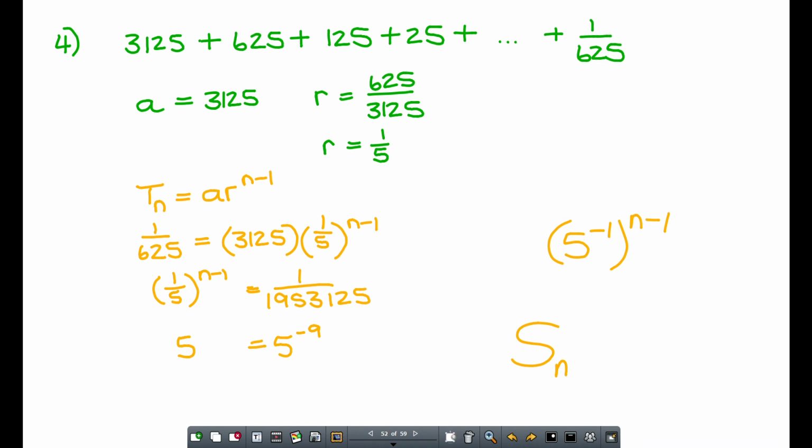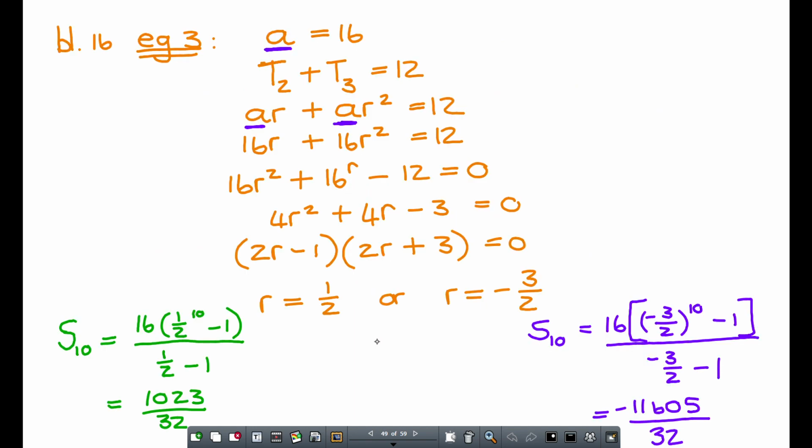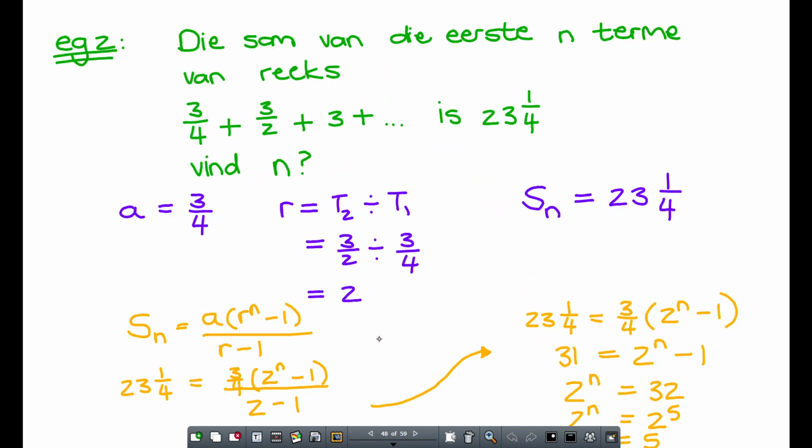Ja. Ja. Kom ons kyk gou-gou. Wag, ek skiep gou vir jou terug. Hierdie enetjie. Ja.